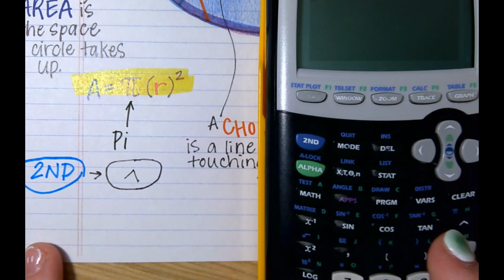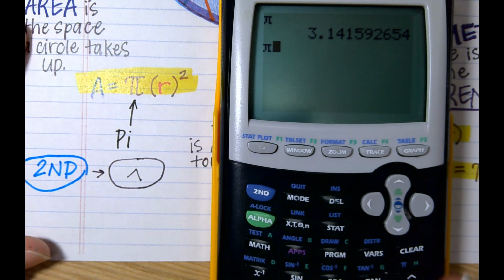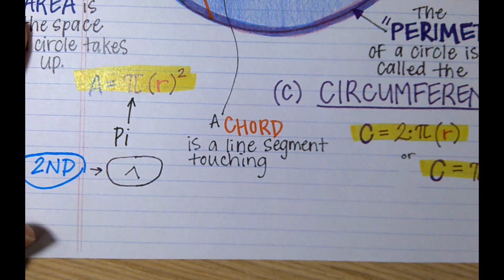So I can do it one more time right here. Second, up arrow under clear. There's pi again. And now we have pi. Good morning. Okay. So, just know that pi exists.